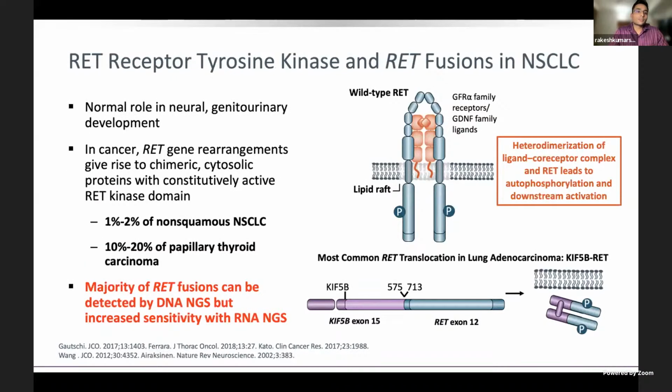RET mutation, it is present in about 1 to 2% of NSCLC, and majority of the RET fusion can be detected with DNA NGS, but sensitivity of RNA NGS is more as compared to DNA NGS.